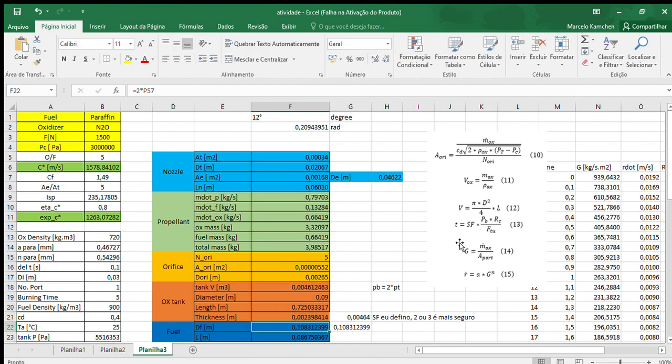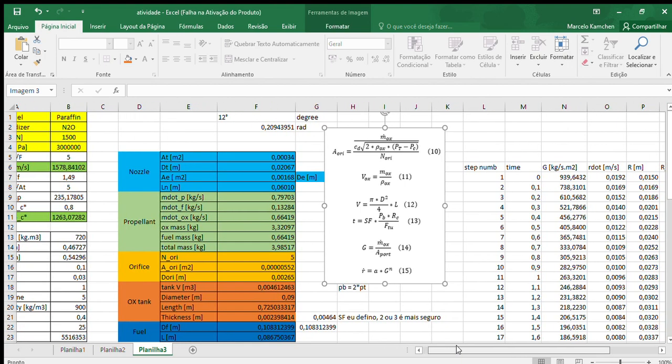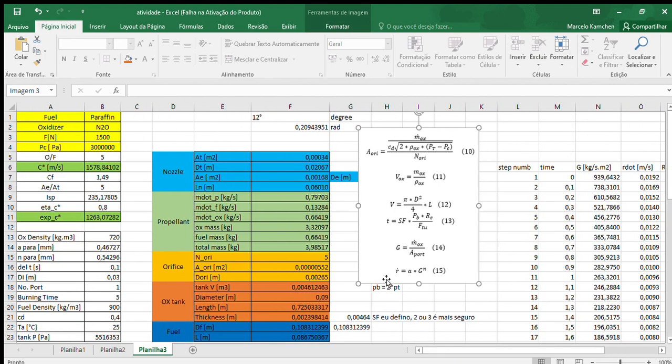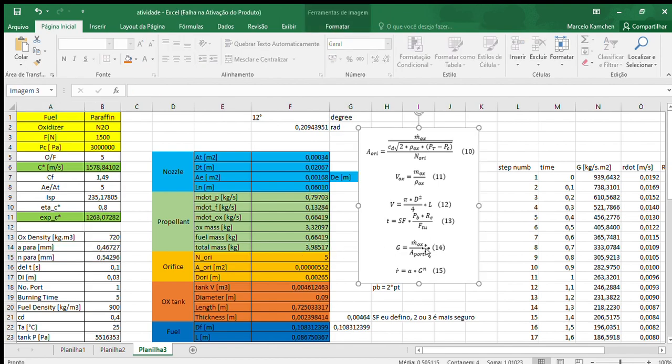In addition, to find data for the fuel, we must use an iterative method with the initially defined time step of 0.1 second. The regression rate, here the R dot, is given by equation 15, where A and N are experimental coefficients. I put them here. And G is calculated by equation 14.